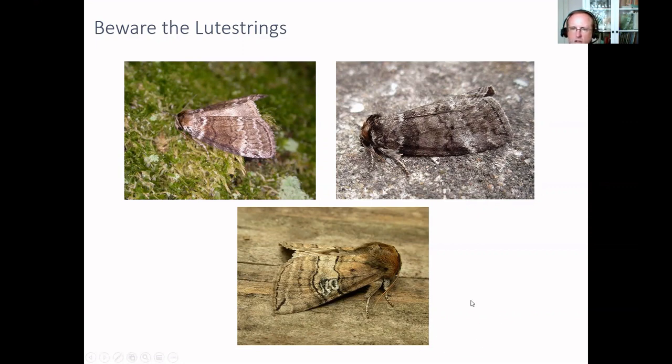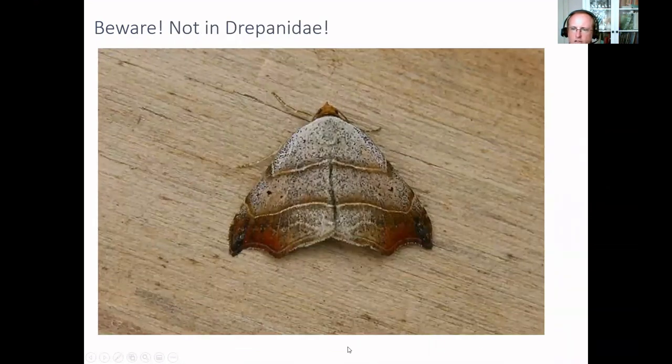The other thing that you need to be aware of is that not all hooktips are Drepanidae. So this is the beautiful hooktip, and it's actually in the Erebidae, not in the Drepanidae. But again, once you've spent half an hour poring over the six or seven hooktips and you couldn't find it, and then someone's pointed out that it's actually at the other end of the book, and you've looked at that and thought, oh yeah, so it is, you don't get caught out that often. You'll get caught out the first couple of times, but after that you'll think, oh yeah, I remember, that's somewhere else. And that's a big, big key when it comes to identifying moths.